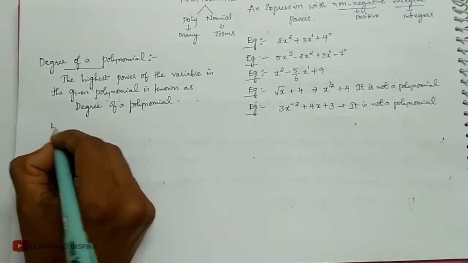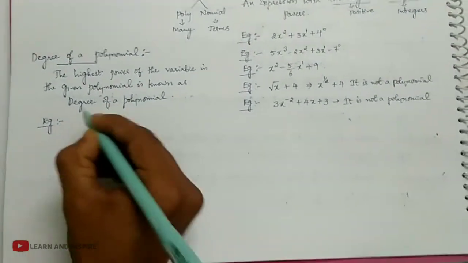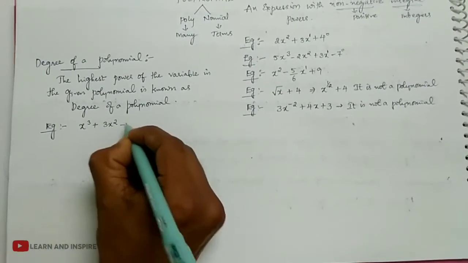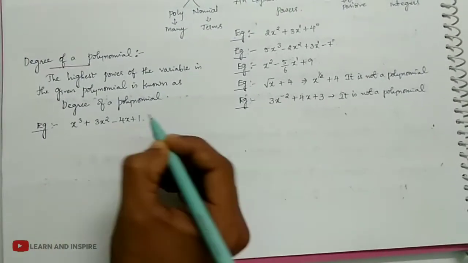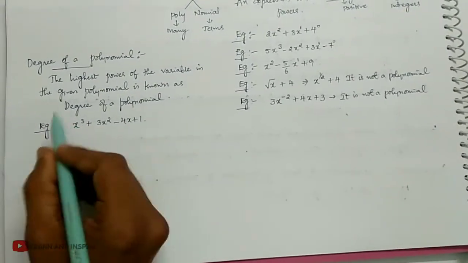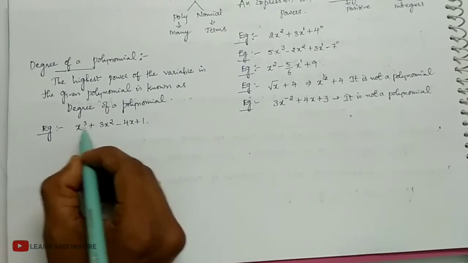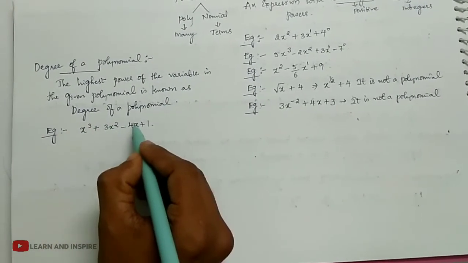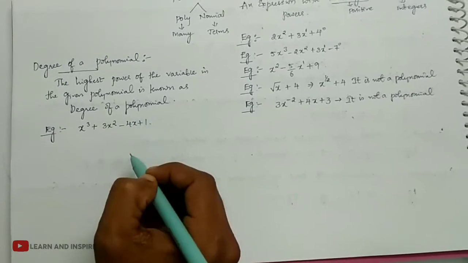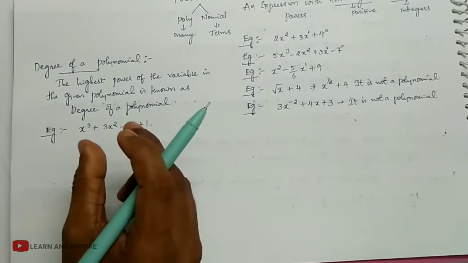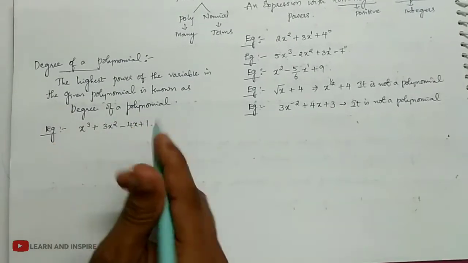So we'll see one example based on this: the polynomial x cube plus 3x square minus 4x plus 1. So this is the polynomial given. What is the highest degree in the given polynomial? You can see here we have 4 terms: x cube is one term, 3x square, 4x is the third term, and plus 1. Among all these 4 terms, which term has the highest degree?